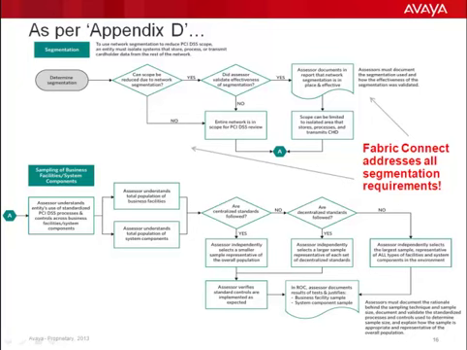This is Appendix D of the PCI DSS version 2 documentation. As shown, if the requirements for network segmentation are both realized and validated, then the whole process effectively moves on to the sampling of business facilities, system components, and practices. Avaya's Fabric Connect can address all of the network segmentation requirements without the need for undue complexity, such as those introduced by technologies such as MPLS.